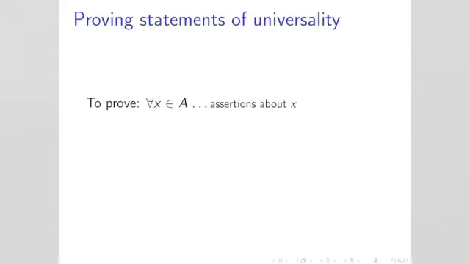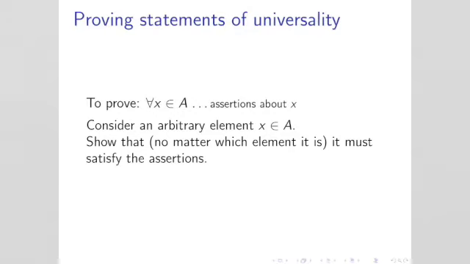On the other hand, to prove a universal statement, if we want to prove that for every element in A, certain assertions are true, we can't just pick one. We can't even show several examples. We need to show that it's true no matter which element we choose. So here we'll consider an arbitrary element. I often call this a generic element. We don't get to choose which one. All we get to say is that it is in A. And then we need to show that it satisfies these assertions, whatever they may be.